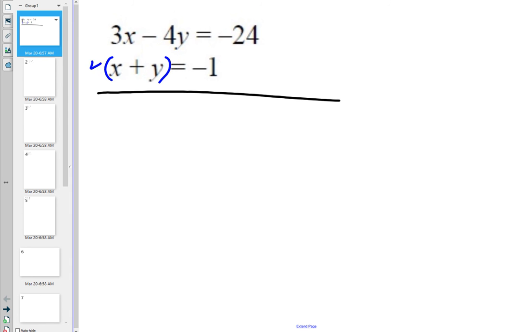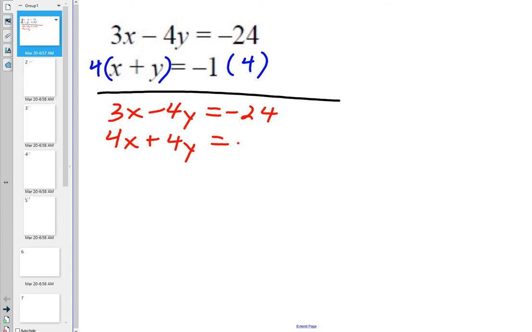So I'm gonna get rid of the y's. I'm gonna multiply times 4 on the bottom. The top equation stays the same. Now I'm ready to eliminate the y's. But when you eliminate, what operation are we doing? We're gonna add. 7x is equal to.